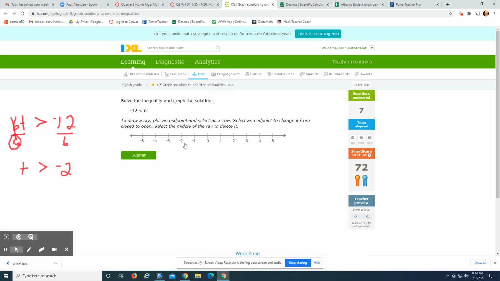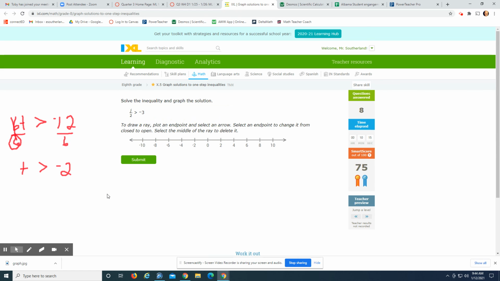And so then I just graph it. So negative 2 is here. It's not equals to. And then it says t is greater than, so we go to the greater than side. And so then you keep doing that over and over again. So if you move the variable from one side to the other, you have to flip the sign. Or if you divide by a negative number or multiply by a negative number.